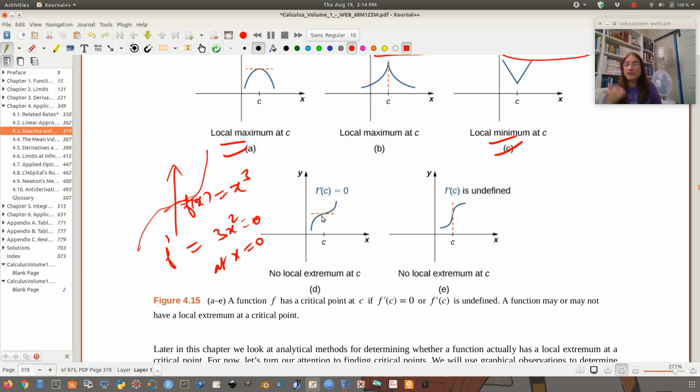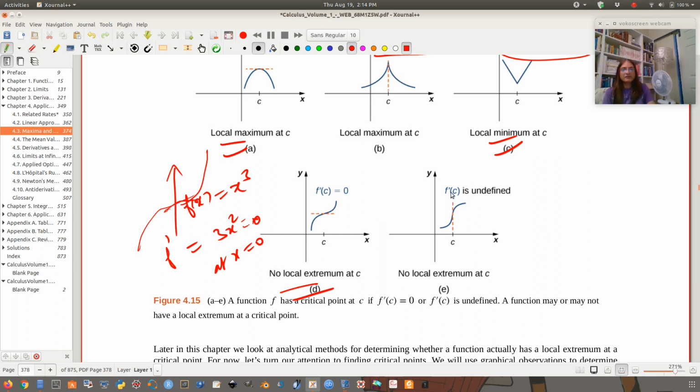Fermat's theorem says the opposite. It says if there is a local maximum or minimum on a differentiable function at an interior point of the domain, that means you have both derivatives, then that derivative has to be equal to 0. But not the other way around. Here the derivative is 0, but this is not a local extremum at all.